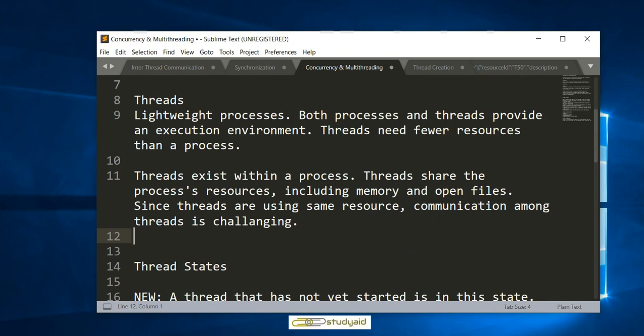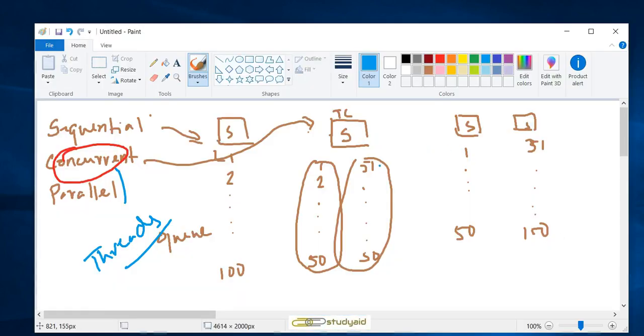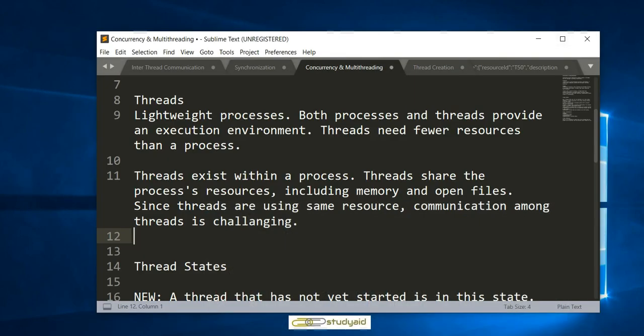Threads exist within a process. Threads share the process's resources, including memory and open files. Since threads are using the same resources, communication among threads is challenging. If you look at this picture, we have the same resource, but there are two separate threads going for it. So managing and communication is a little bit challenging when managing the threads.